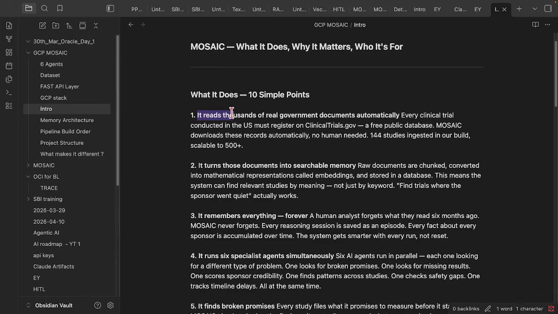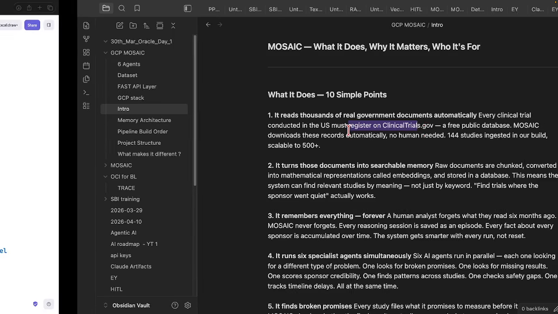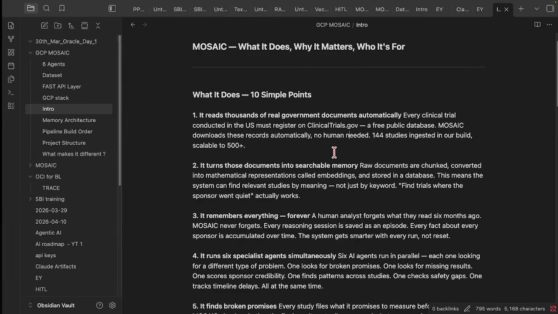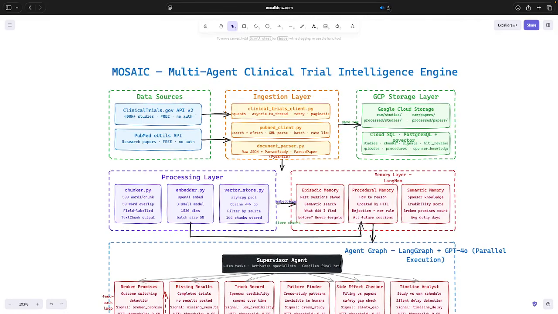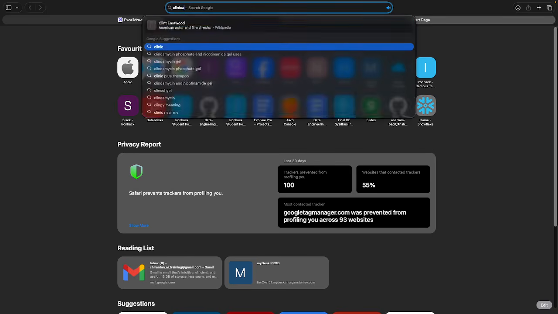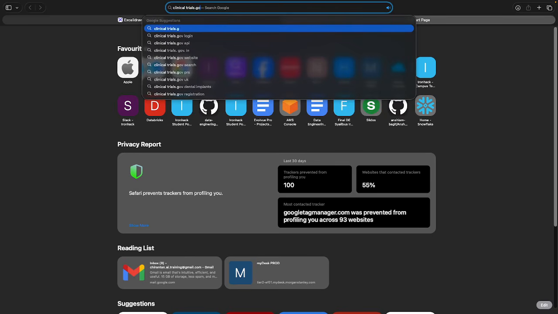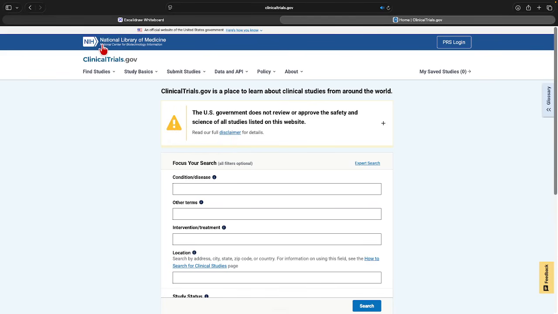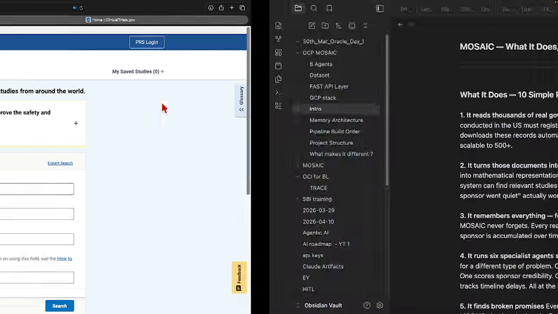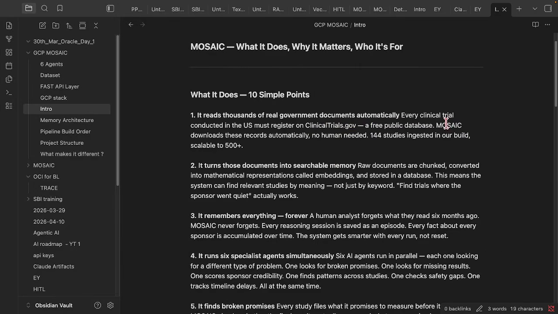Now, what does our project actually do? Our agentic framework reads through thousands of real-world government documents automatically. Every clinical trial conducted in the US must be registered on clinicaltrials.gov. This is the website. You can just go and check clinicaltrials.gov. Let me just access that website. So if I go here, this is the website of the National Library of Medicine, where you can find all the US research. This is a free public database.